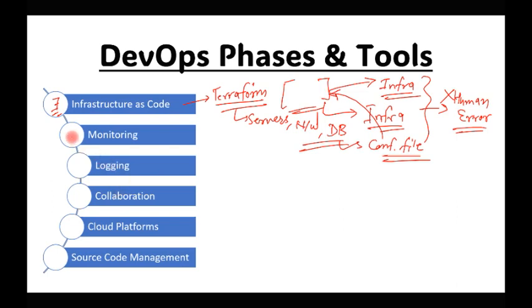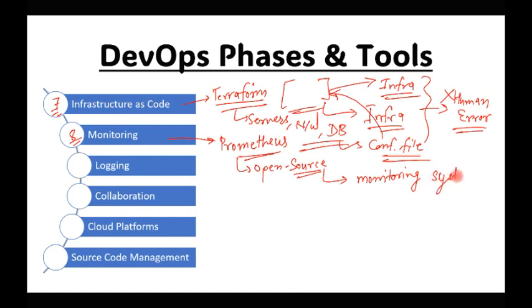Now we talk about monitoring. A popular tool here is Prometheus. It's an open source tool, which is a monitoring and alerting toolkit designed for reliability and scalability. We can use it for monitoring systems and applications based on metrics and alert accordingly.